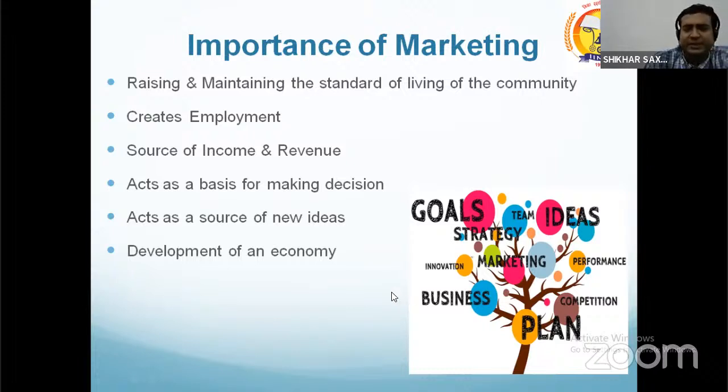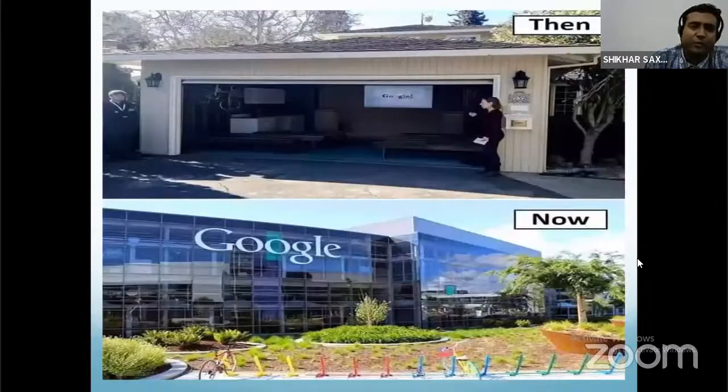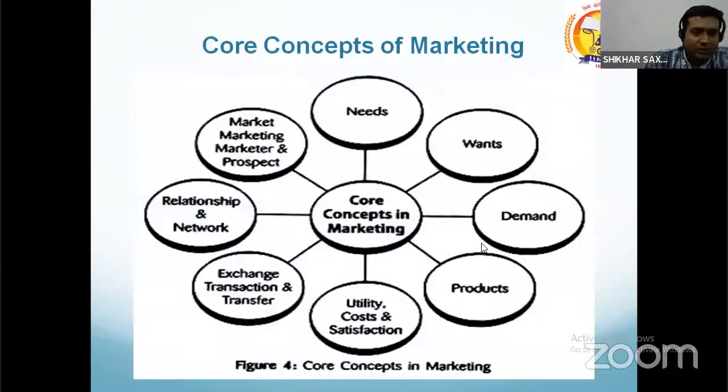Last but not the least, it is the development of an economy. The economy basically relates to the overall development of the nation, which could provide sustainable development goals so that we can develop in the areas of income, poverty, education, money, foreign exchange, and government stability. Coming to the next point, this picture displays how Google was started and what Google is now. Since time flies, as I said, this is the example of Google.